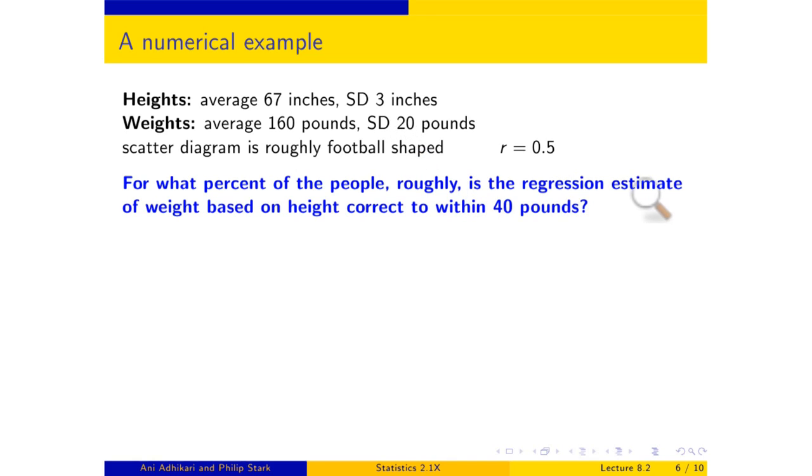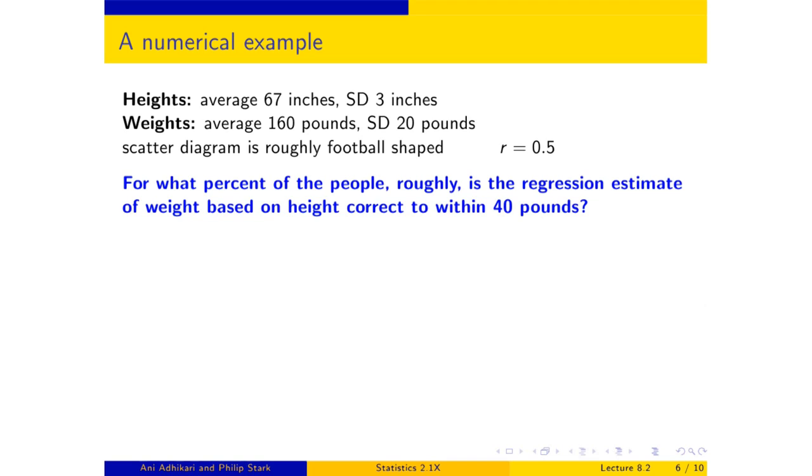If I use the regression estimate, I should be doing better, should I not? So if I use the regression estimate, then for what percent of the people am I going to get the answer right to within 40 pounds? Well, without calculation, I'm going to say the answer better be bigger than 95%. Well, how much bigger? For that, I need to do some work.